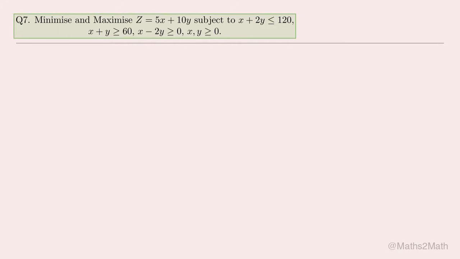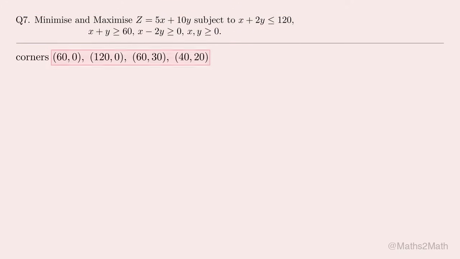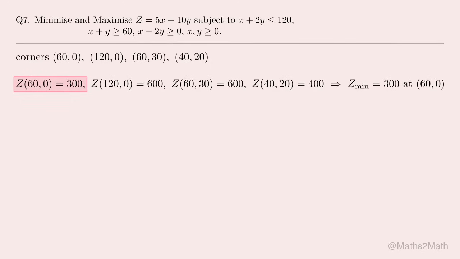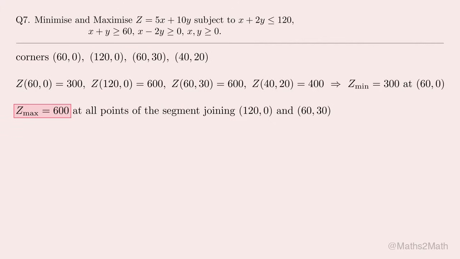Question 7. Both optima requested. 3 slanted constraints give 4 corners. X equals 2y crosses x plus y equals 60 at (40, 20), and crosses x plus 2y equals 120 at (60, 30). The corners are (60, 0), (120, 0), (60, 30), and (40, 20). Z takes the values 300, 600, 600, and 400. The minimum is 300 at (60, 0). The maximum 600 is attained at 2 corners, so it holds on the whole segment joining (120, 0) and (60, 30).